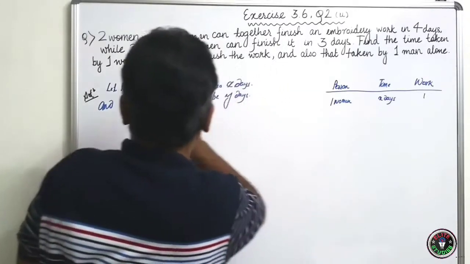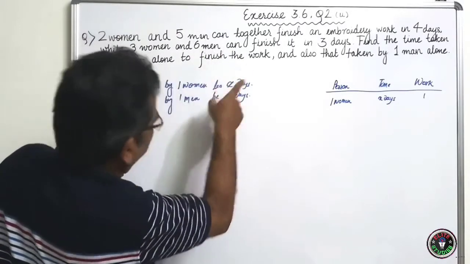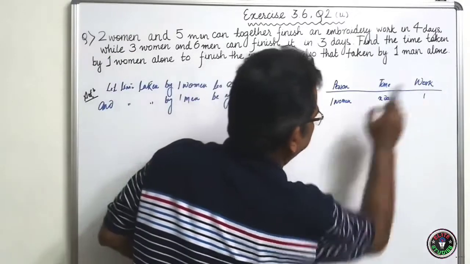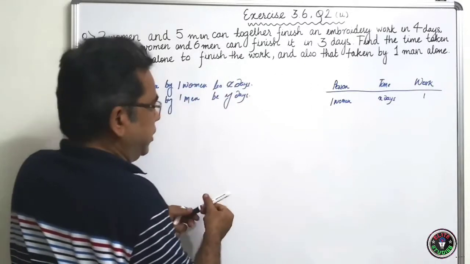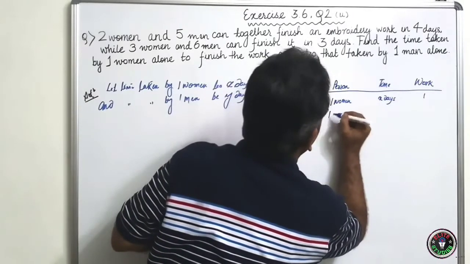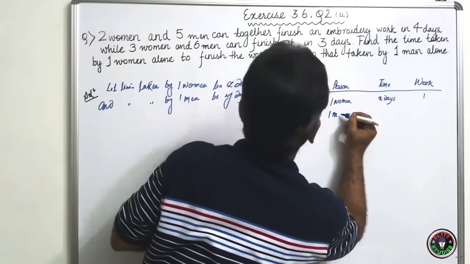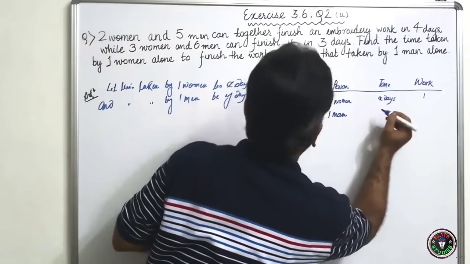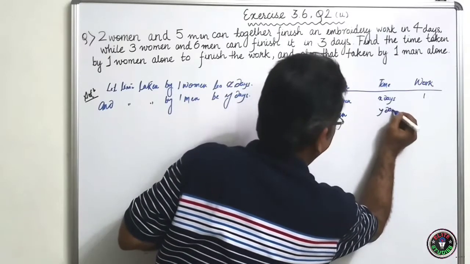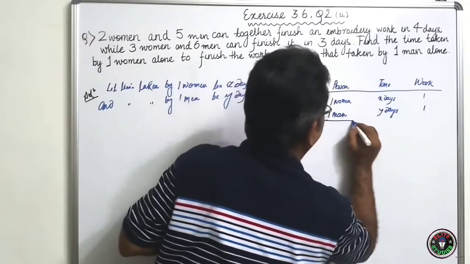So here, the time taken by one man to finish the work, meaning the complete work, is X days. One woman in X days completes 1 work. Similarly, one man in Y days completes 1 work.